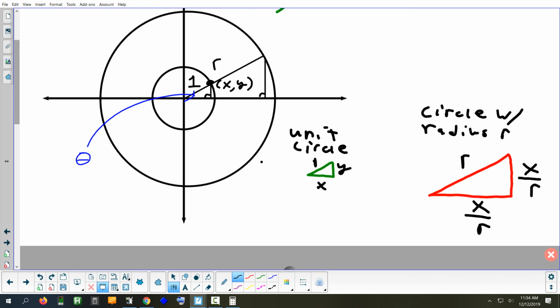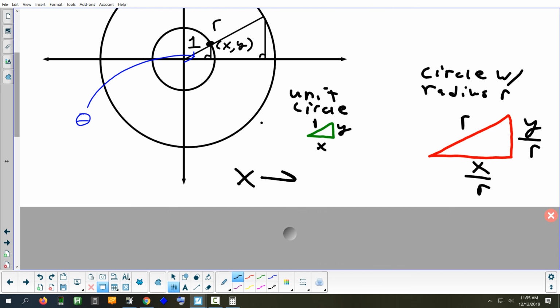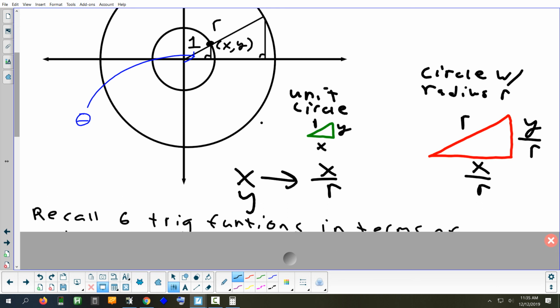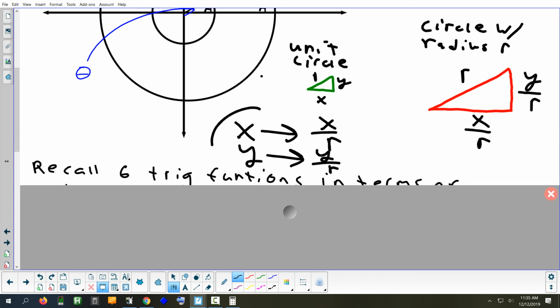Yeah, it'd be y over r, sorry. That's what your sides would turn into. X would turn into x over r. Y would turn into y over r if you scaled it back down. So if you write that down, x would turn into x over r once you scale it. Y turns into y over r if you scale it. If you make those two substitutions in the formulas I've already given you for unit circle trig, everything works.